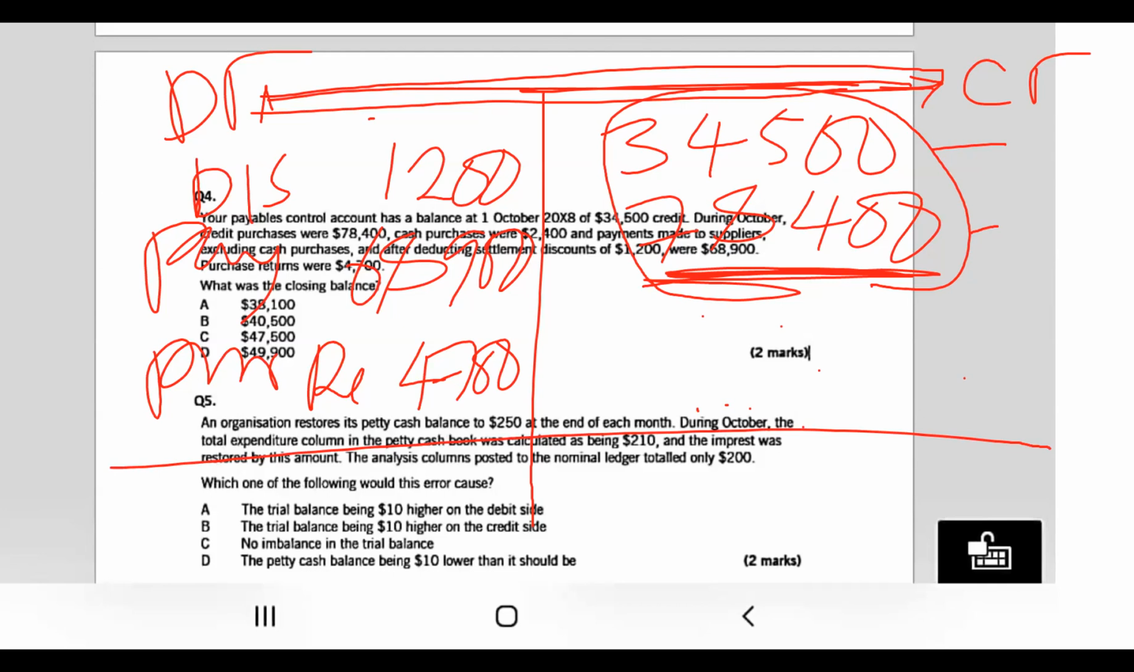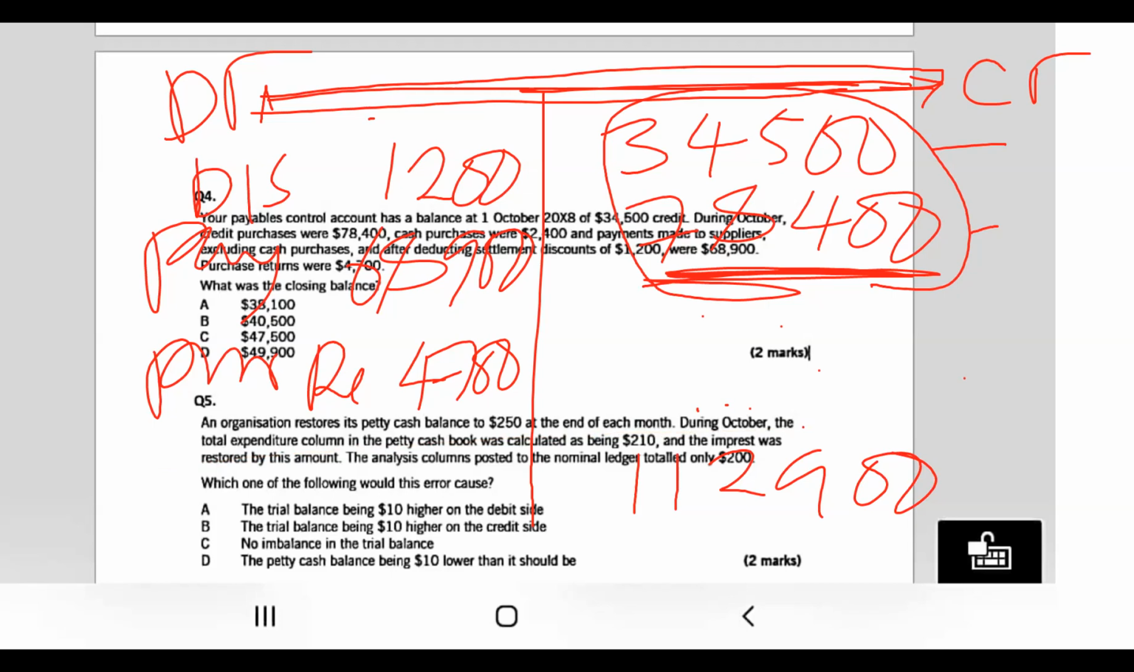112,900. Then on the debit side, what do we get? $74,800. All right, 74,800. Now, look at this.